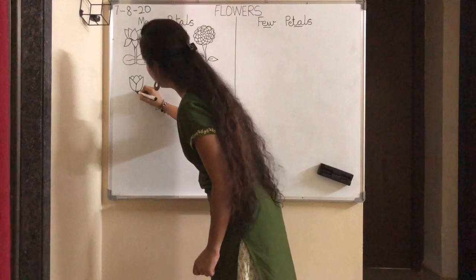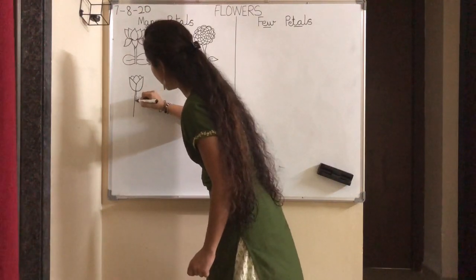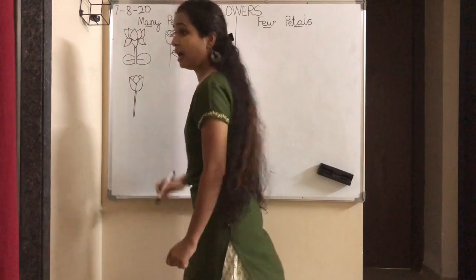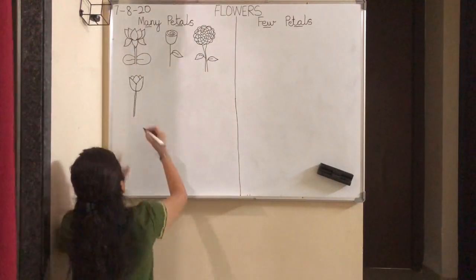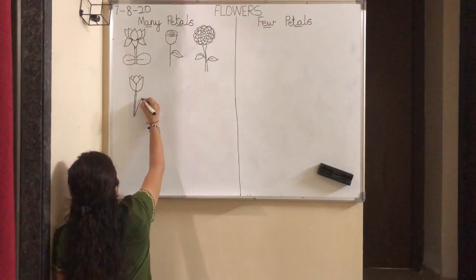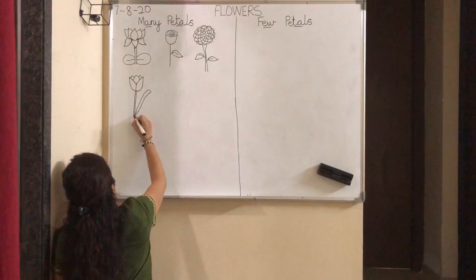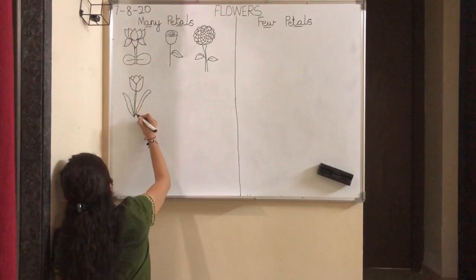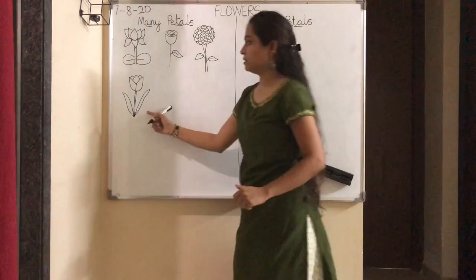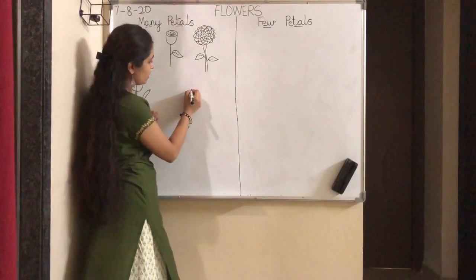Then over here in the middle draw a standing line, two standing lines and the leaf. Tulip's leaf will be from down, from here. Go up, long leaves and come down. Then again from here long leaves and come down. This is a tulip.